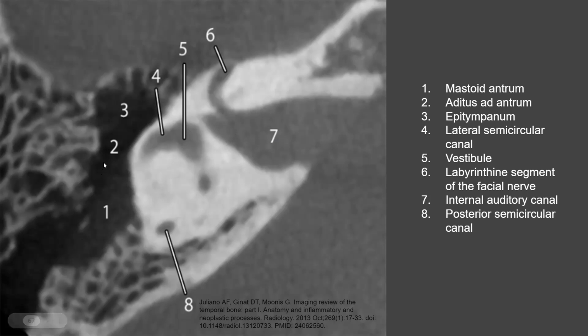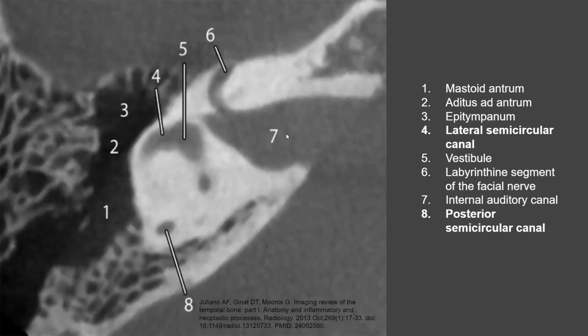So one more time, the mastoid air cells go into this pathway between the middle ear and the mastoid air cells called the aditus ad antrum. The epitympanum is the superior aspect of the middle ear, and then we have a lateral semicircular canal, but also a posterior semicircular canal and a superior semicircular canal. These semicircular canals are part of the inner ear, as are the vestibule and the cochlea, but we can't see the cochlea here. Then we have the facial nerve course, and again, seven and eight go through this internal auditory canal.